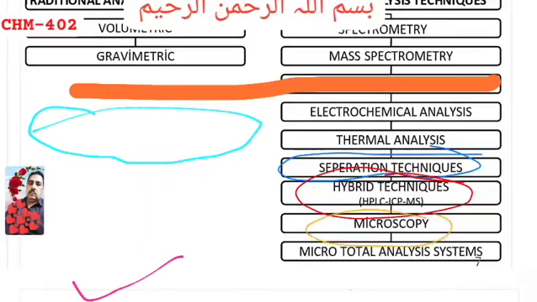Its further instrumental type is microscopy. Microscopy is further subdivided. A very trace amount of any substance can be analyzed by microscopy. Further, when all these are applied, we get the micro total analysis system.